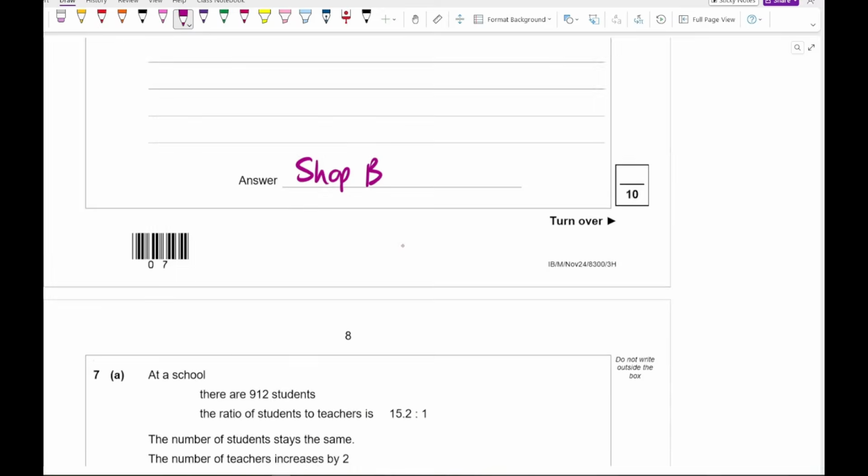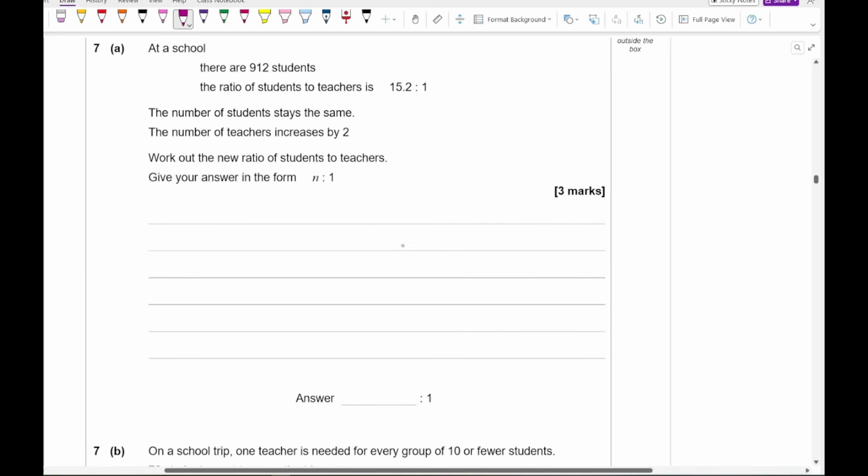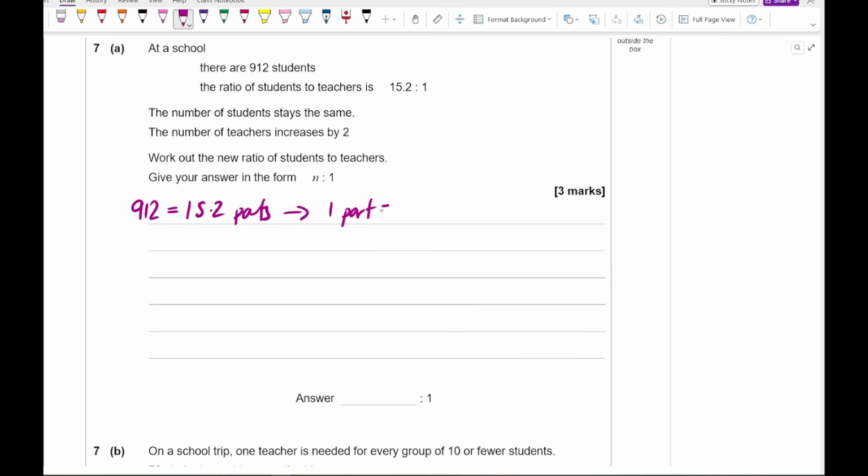And there we go. Then moving on to question 7, it says, at a school there are 912 students. The ratio of students to teachers is 15.2 to 1. The number of students stays the same, but the number of teachers increases by 2. Work out the new ratio of students to teachers, giving your answer in the form n to 1. So the first thing I need to do is work out how many teachers there are. If 912 equals 15.2 parts, then 1 part is going to equal 912 divided by 15.2, and that gives me a total of 60 teachers.